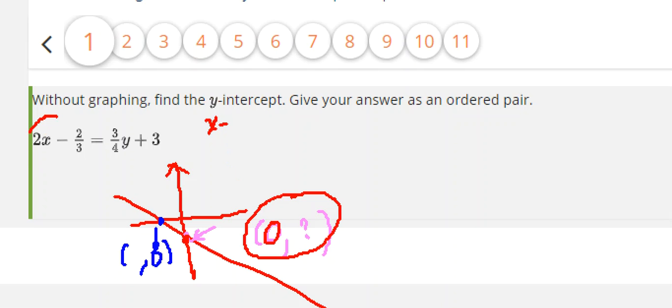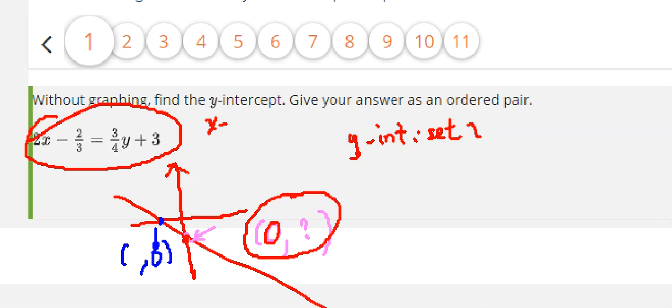So to find the y-intercept for this equation, my handwriting on this tablet is kind of terrible, but please forgive me about that. So for the y-intercept, set x to 0. Please make sure that you understand the logic behind it. When you set x equal to 0, this equation becomes 2 times 0, which is 0, right? Minus 2 over 3 equals 3 over 4y plus 3.